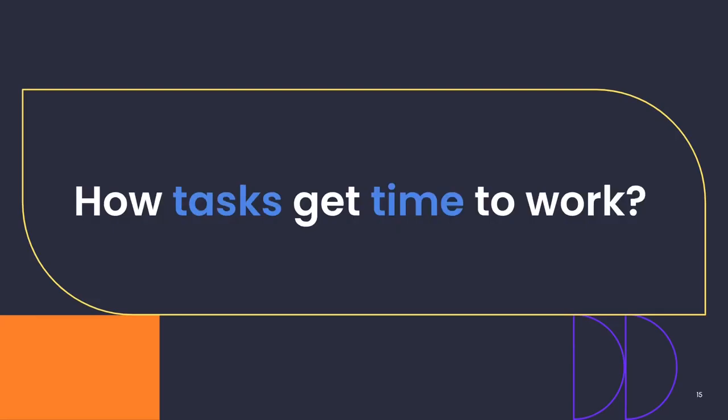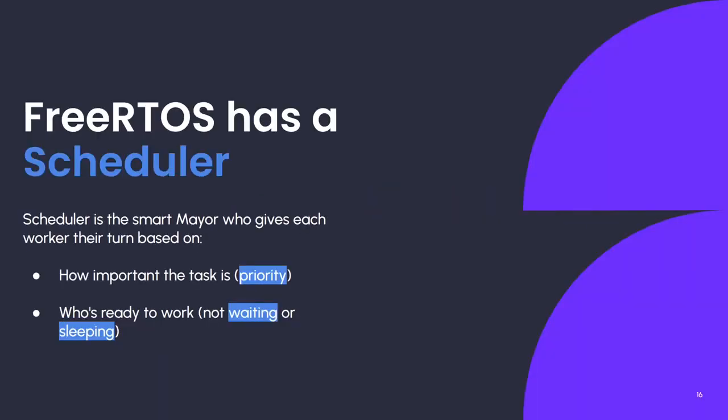So, how do tasks get time to work? FreeRTOS has a scheduler. The scheduler is like a smart mayor that assigns each worker their chance to work based on their task importance, which we saw as priority in the previous slide, and whether the task is ready to work, whether it's not stuck waiting for the previous task to complete, or whether it's not sleeping. If it's ready to work and its task is important, the scheduler will schedule it. And that task will run.